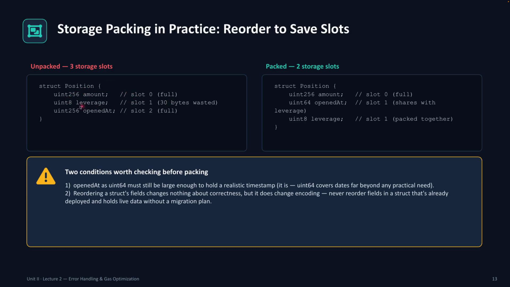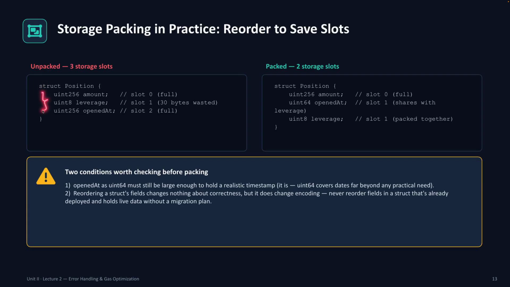This goes into slot 1 and the remaining 31 bytes are wasted. Then we defined openDate whose data type is also uint256. In this case, it goes into slot 2. So here we see a position structure which makes use of 3 storage slots.